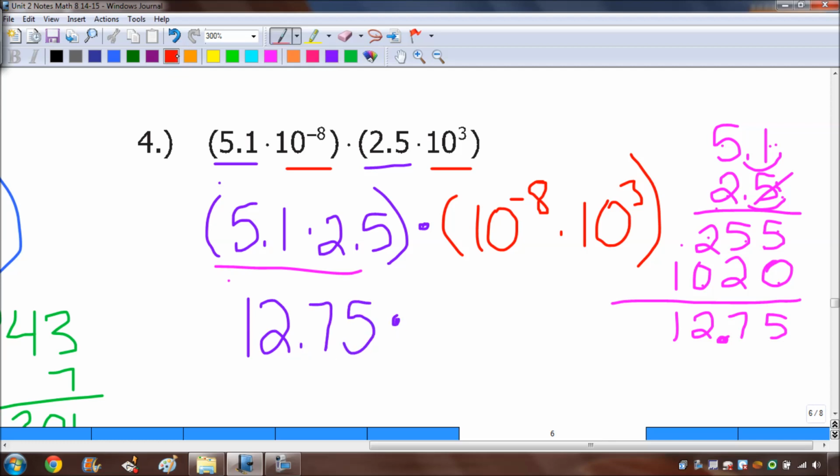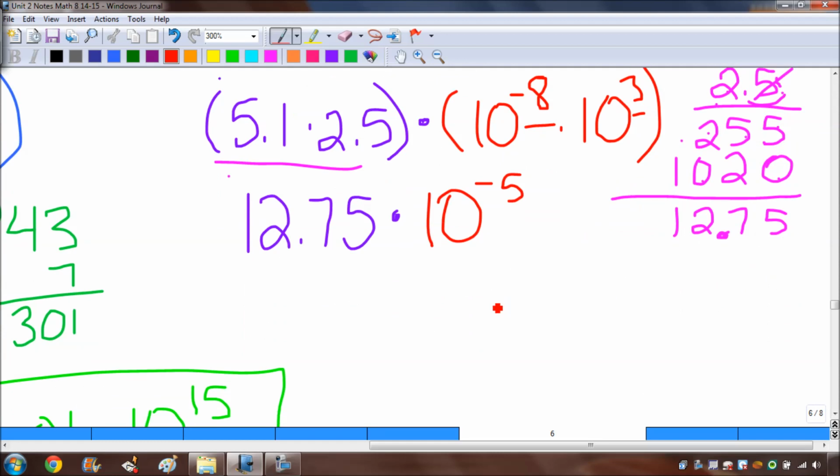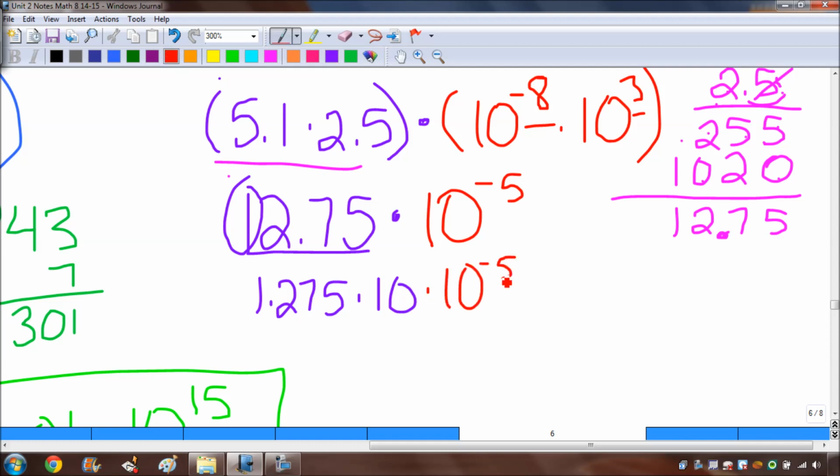times, when I multiply, I have to add my exponents, so this becomes 10 to the negative 5th power, okay? But here's my issue. This number right here is not between 1 and 10, so I'm going to rewrite it. So this right here, this is the tens place, so I have 1.275 times 10, because it's the tens place, multiplied by 10 to the negative 5th power. Well, this number right here is 10 to the 1st power. When you multiply, you add your exponents, so your final answer is 1.275 times 10 to the negative 4th power.